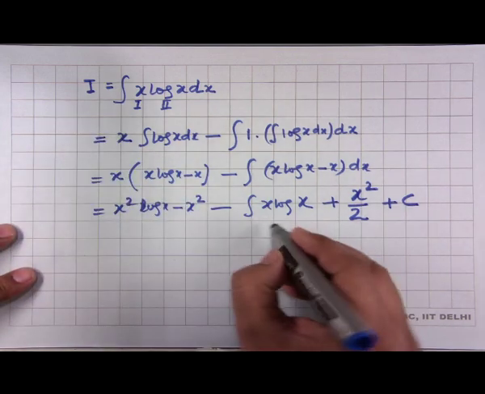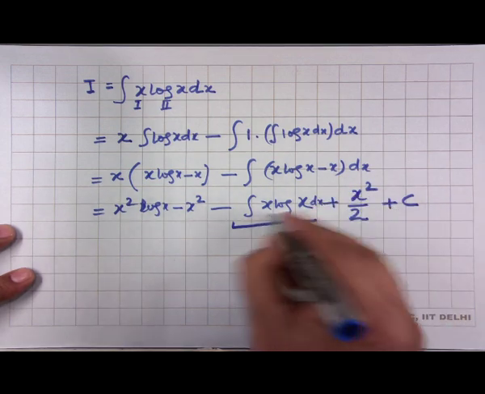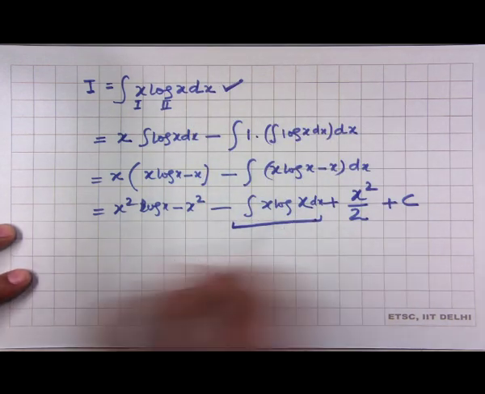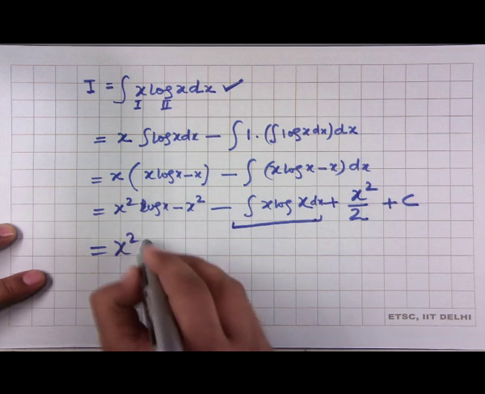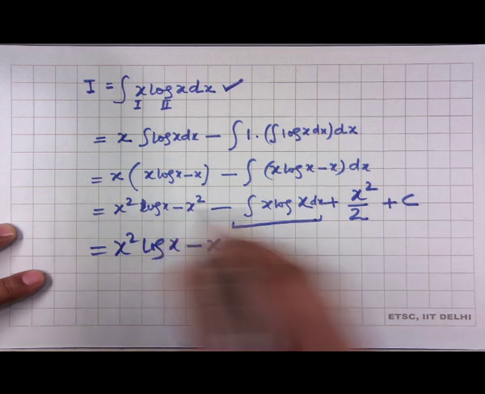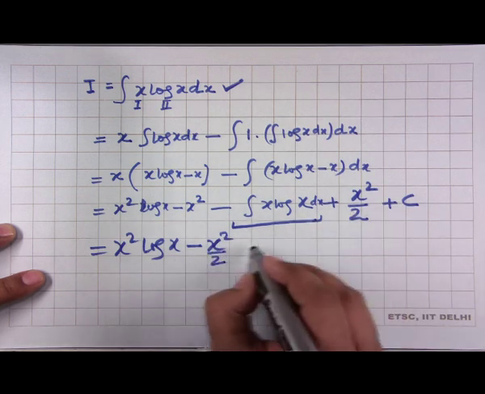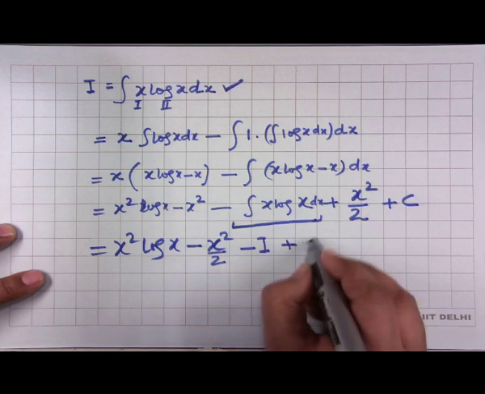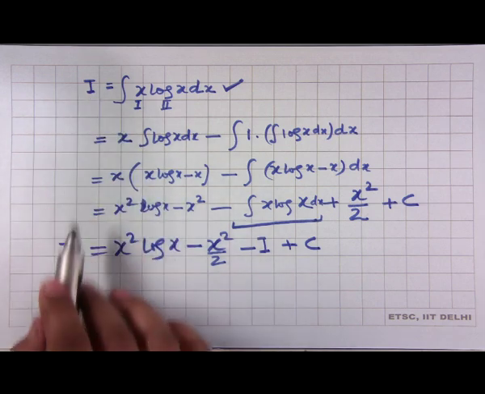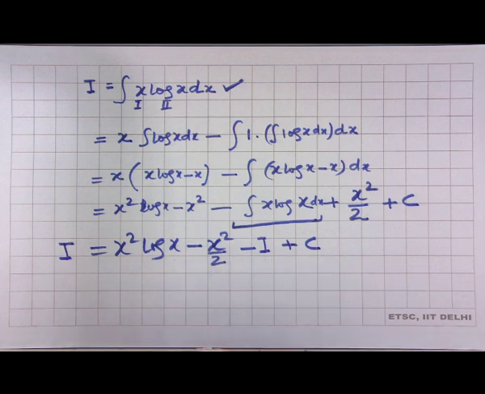Now, if you look at it clearly, this term, x log x dx, is nothing but our integrand itself, and therefore I can write it as I. So, I will get x squared log x minus x squared by 2 plus x squared by 2, which gives me x squared by 2, minus I plus c. So, the expression I got from here is that I equals x squared log x minus x squared by 2 minus I plus the constant.